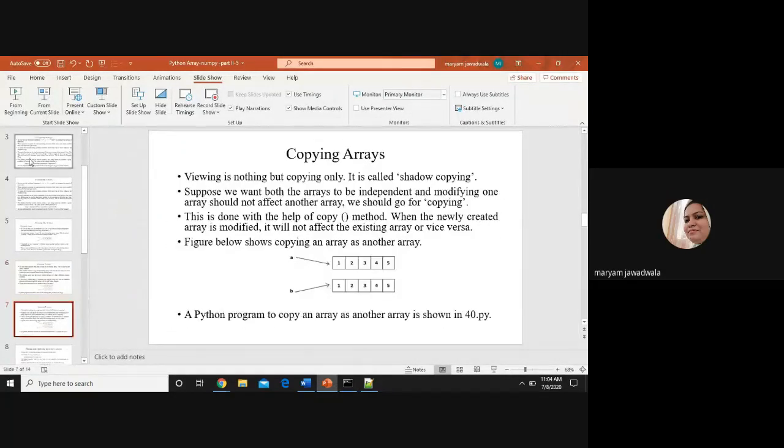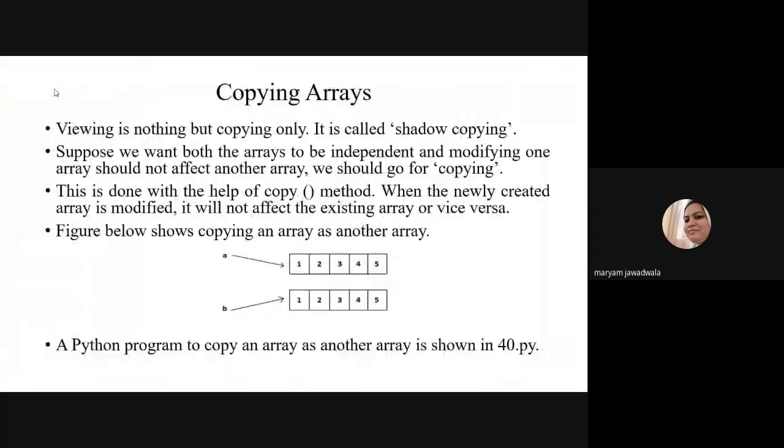So the next very important concept is copying an array. Copying an array means what? Viewing is nothing but copying only. It is called shallow copy. And suppose we want both arrays to be independent, meaning if I modify one of the elements of one array, it should not reflect in my second array, right? So I cannot use view, right?